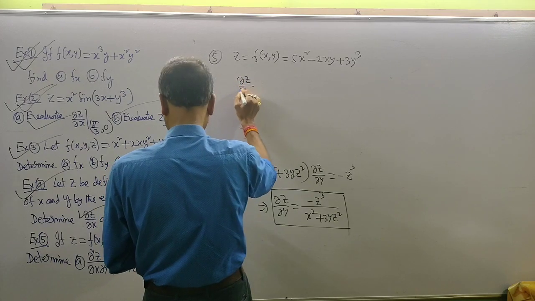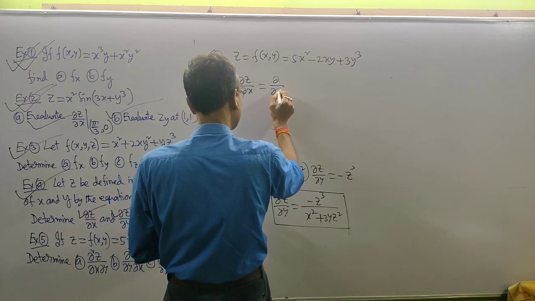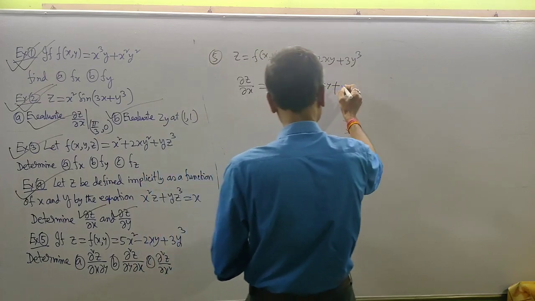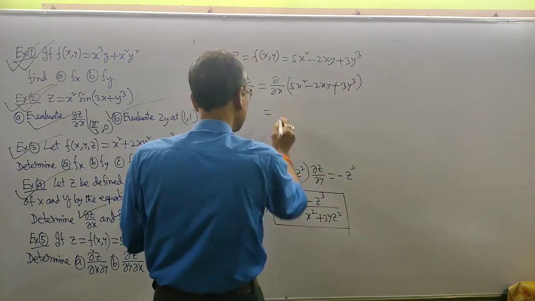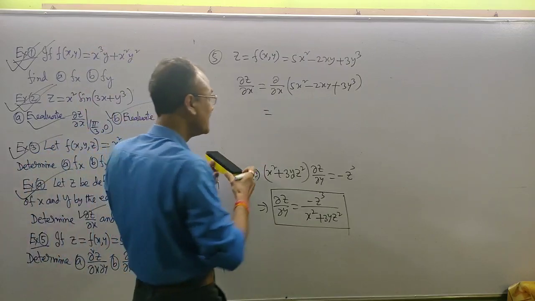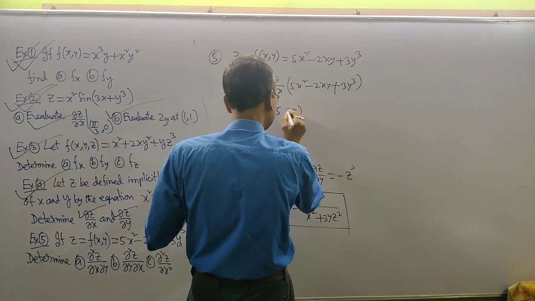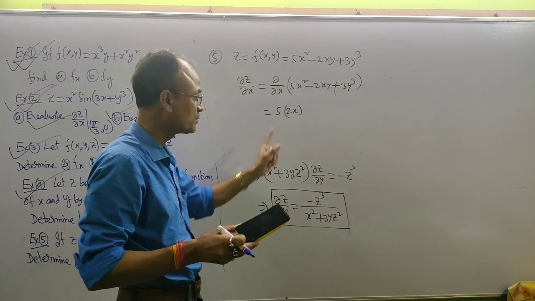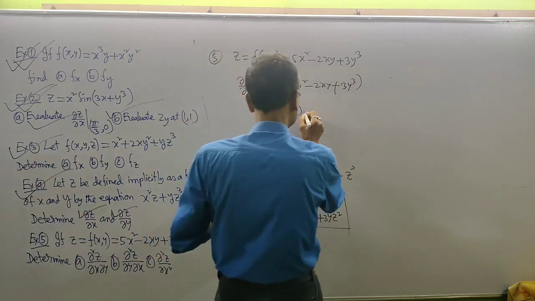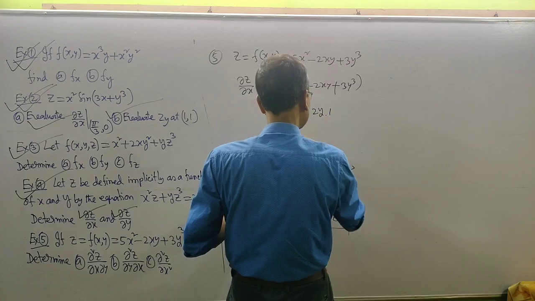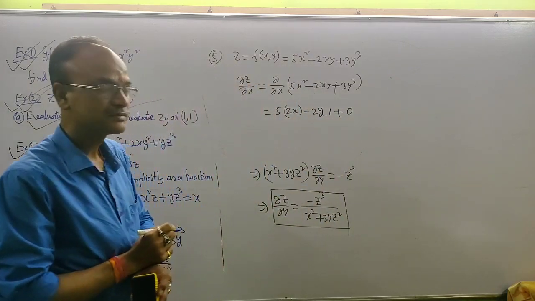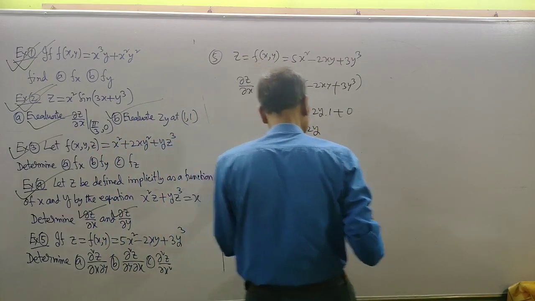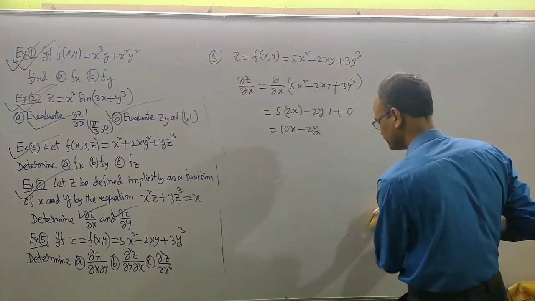Del z by del x will be equal to del x of 5x square minus twice xy plus thrice y cube. You are differentiating partially with respect to x. Therefore, it will be 5 into twice x. Minus twice y is a constant times a function, so it is the product of the constant and the differentiation of the function, that is minus twice y into 1, plus 0 for the y cube term. This is equal to 10x minus twice y.